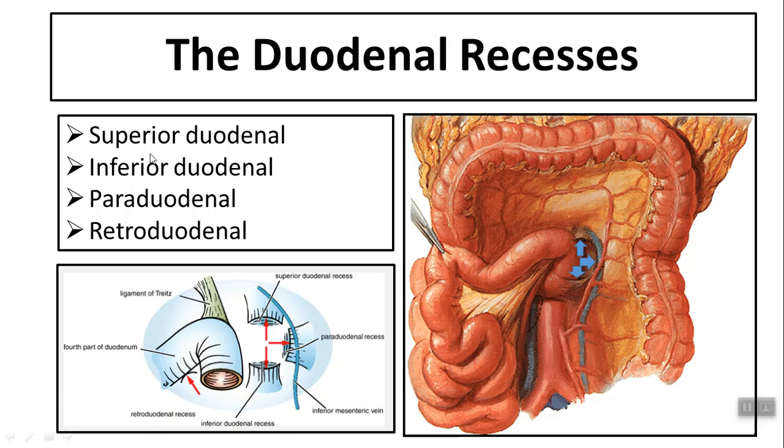These recesses can be called superior duodenal, inferior duodenal, paraduodenal, and another one called retroduodenal. These recesses related to the duodenum are formed near the junction of the duodenum with the beginning of the jejunum, or what is called the duodenojejunal junction.